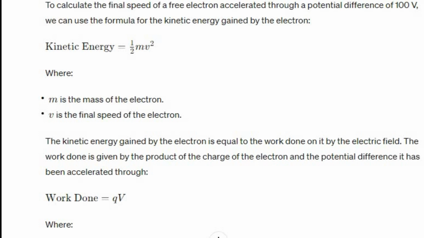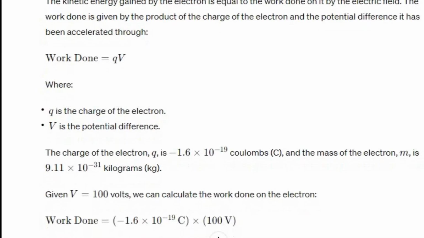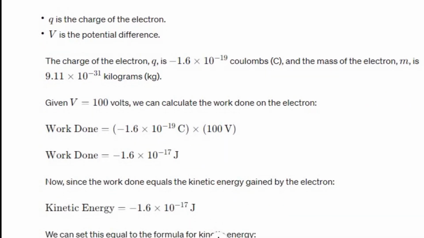we can use the formula for the kinetic energy gained by the electron. Kinetic energy equals half m v squared, where m is the mass of the electron and v is the final speed of the electron. The kinetic energy gained by the electron is equal to the work done on it by the electric field. The work done is given by the product of the charge of the electron and the potential difference it has been accelerated through. Work done equals QV, where Q is the charge of the electron and V is the potential difference.